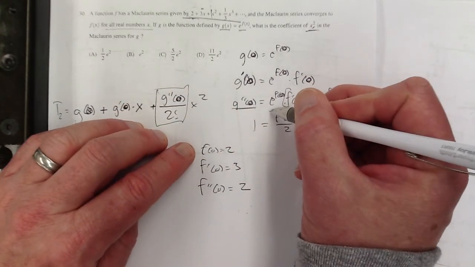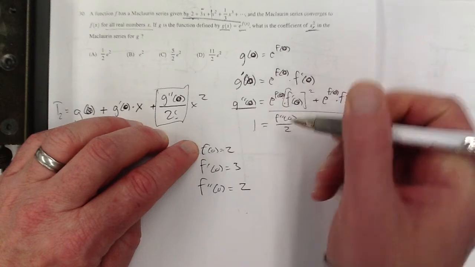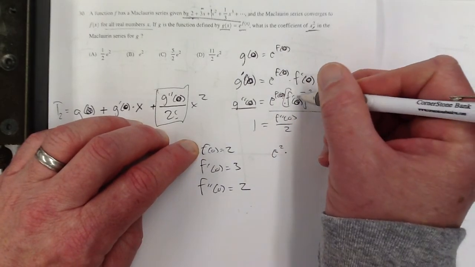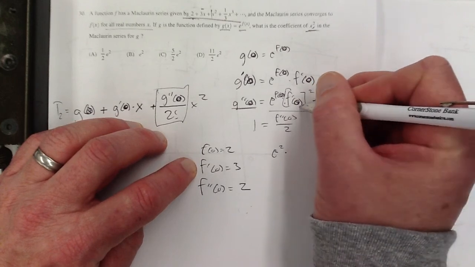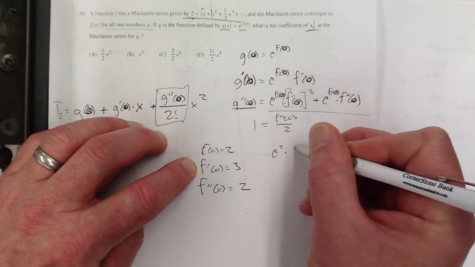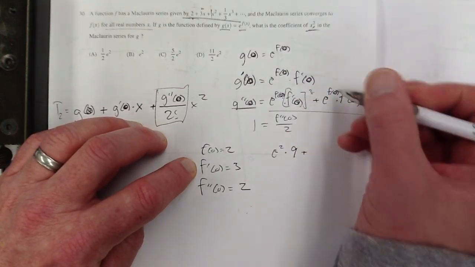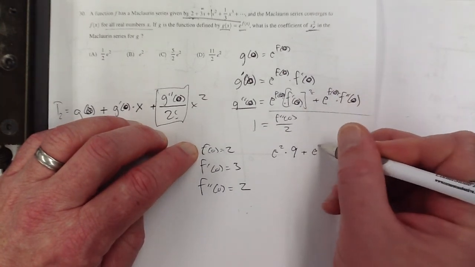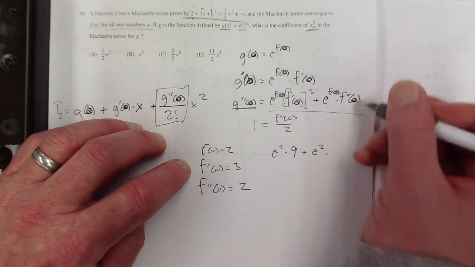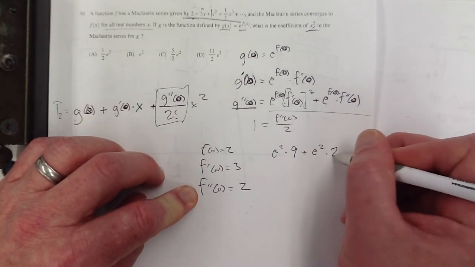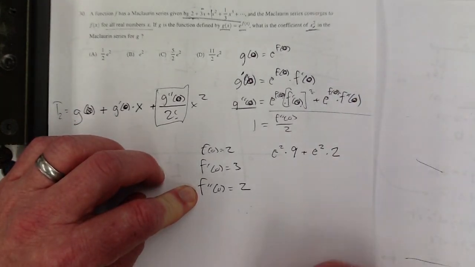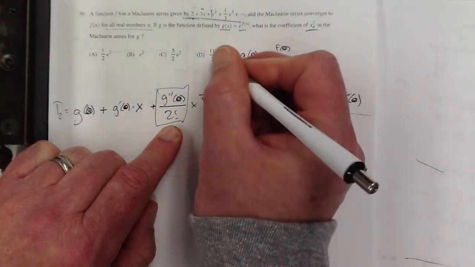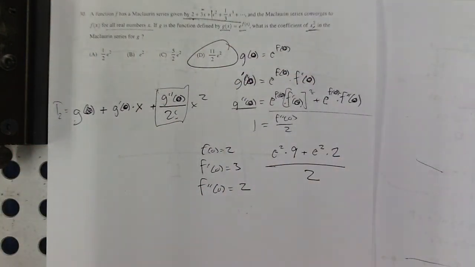So what's e to the f of 0 is e squared times f prime of 0 squared is 9 plus e to the f of 0 is e squared times f double prime of 0 is 2, divided by 2 factorial. There it is.